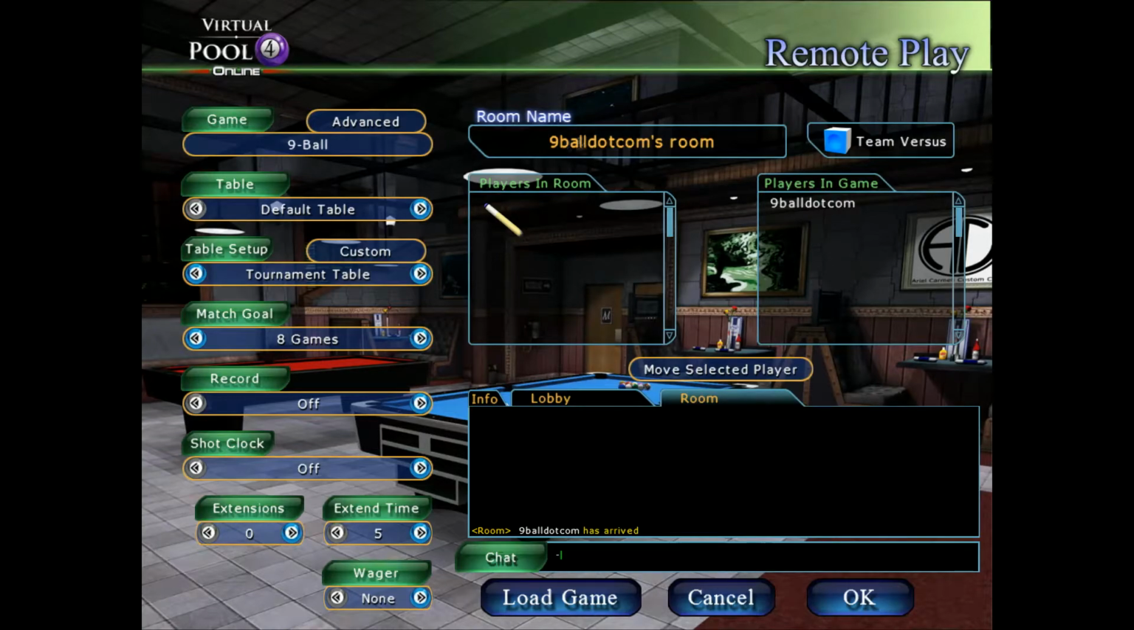Right, here's a little explanation about the rule changes in 9 ball, particularly for tournaments in Virtual Pool 4 Online, but not specifically. We've got a 9 ball match set up. It's just going to be between myself and myself, and it's 9 ball, the default table.